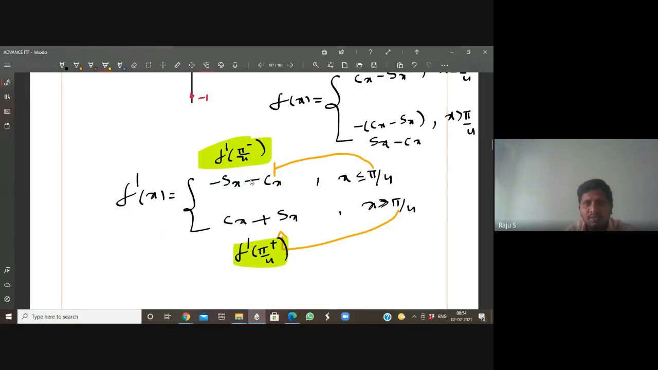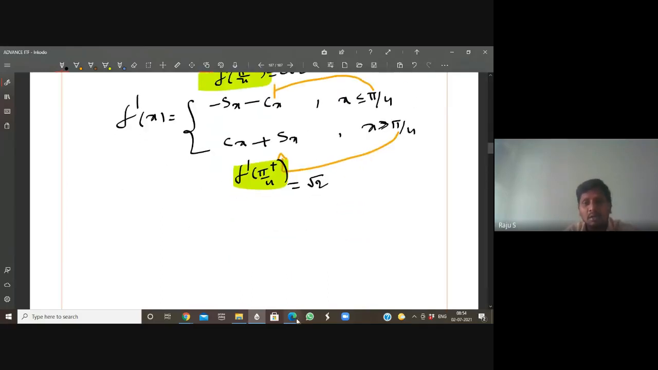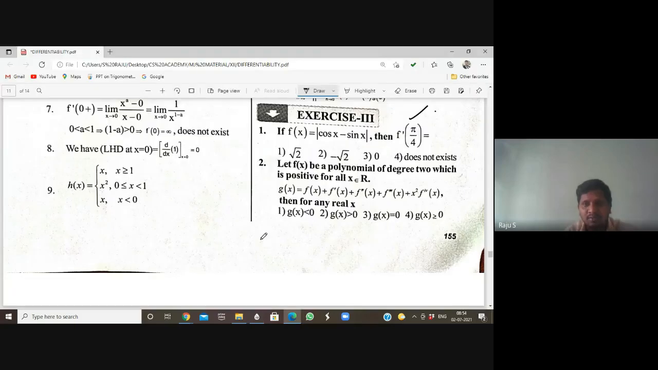Here it is negative value, that is minus root 2, and here we will get plus root 2. At pi by 4, minus sin pi by 4 minus cos pi by 4 is minus 1 by root 2 minus 1 by root 2, that is minus 2 by root 2, nothing but minus root 2. So clearly here minus root 2, here we will get plus root 2. Minus root 2 is not equal to plus root 2 at pi by 4, so the derivative doesn't exist at pi by 4. So the answer is the fourth option.